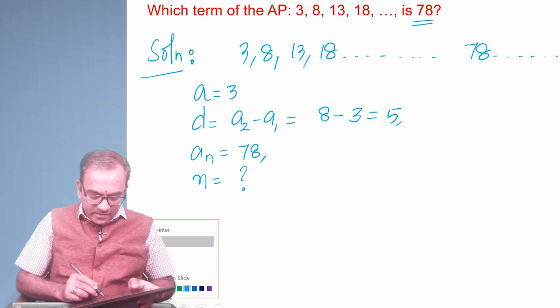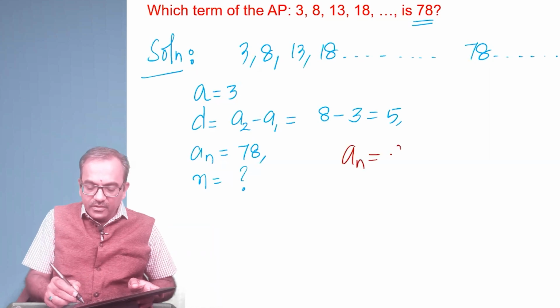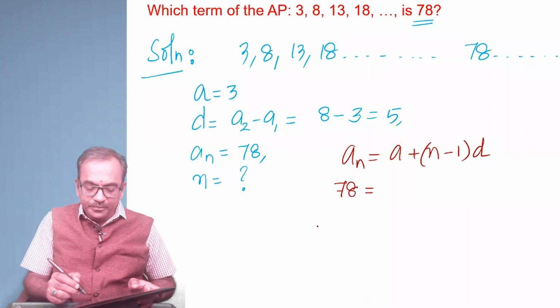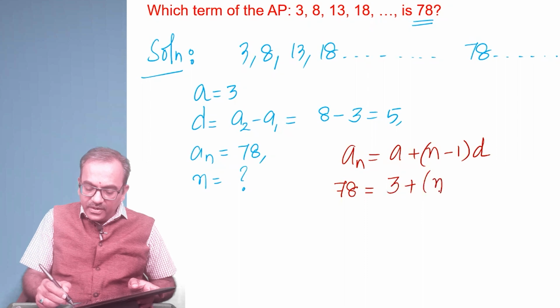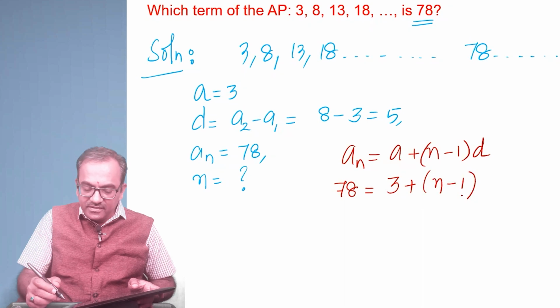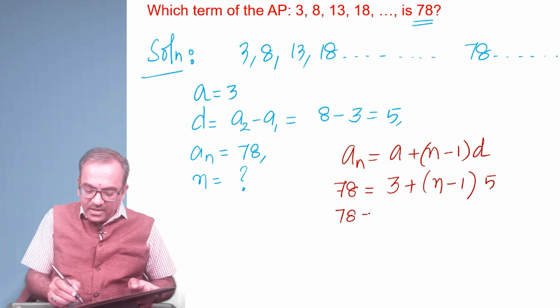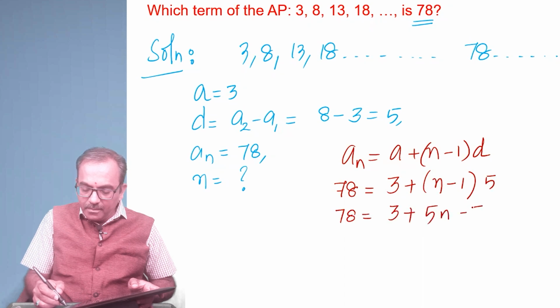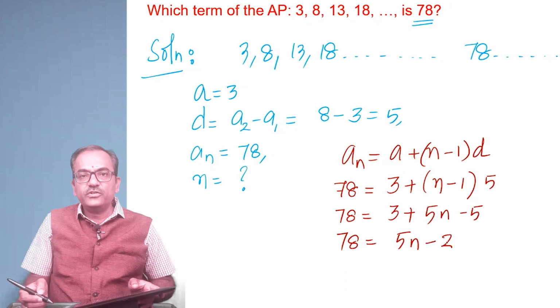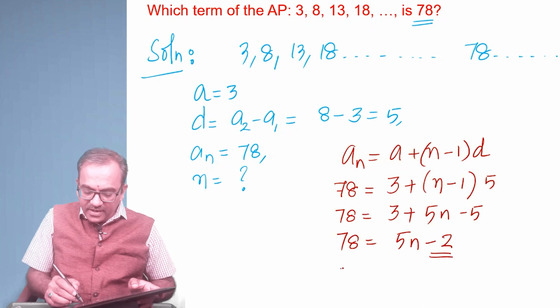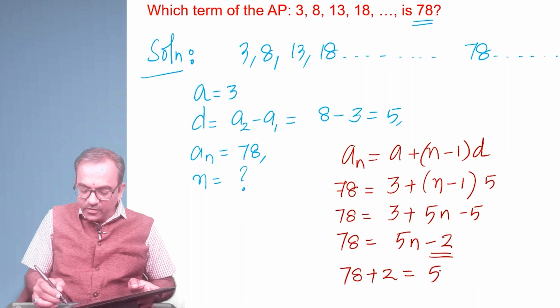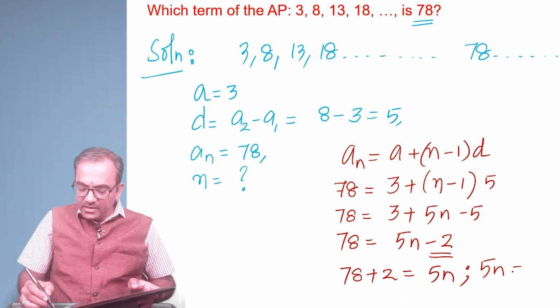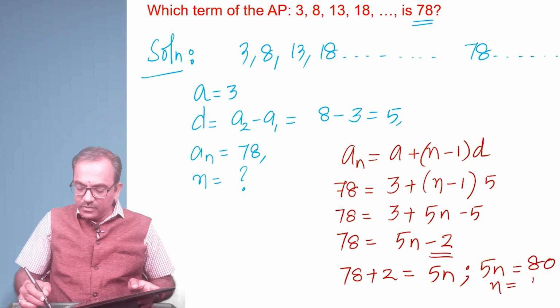Now, again let us use the same formula. an is equal to a plus n minus 1 into d. an is 78, which is equal to a, that is 3, plus, since we need to find the value of n, let n be as it is. d is 5. 78 is equal to 3 plus 5n minus 5. 78 is equal to 5n, 3 minus 5 is minus 2. Now, transfer this minus 2 to the left hand side, that becomes 78 plus 2 is equal to 5n, or 5n is equal to 80 and n is equal to 80 by 5, that is 16.